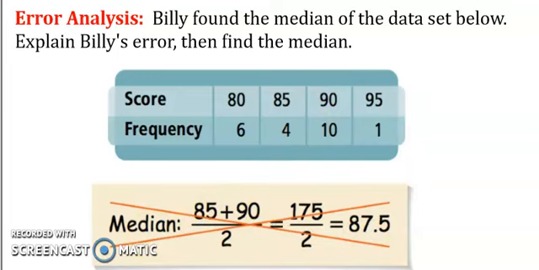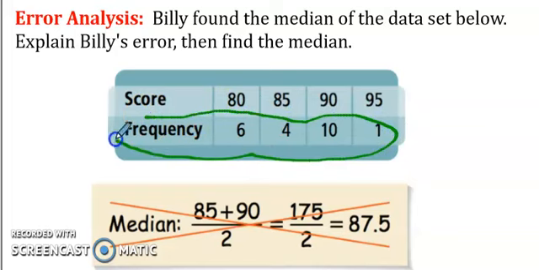We want to know, what did he do wrong? Well, he forgot to take into account that this is a frequency table. So this 80 isn't just one single 80. That 80 shows up 6 times. So that's 6 different 80s. Similarly, this is 4 different 85s. This is 10 90s. This is only one 95.